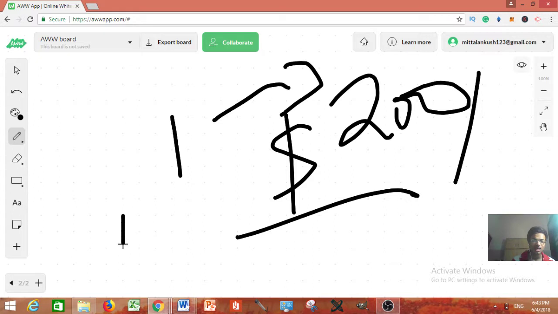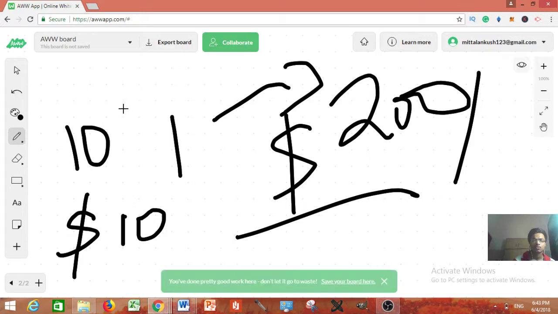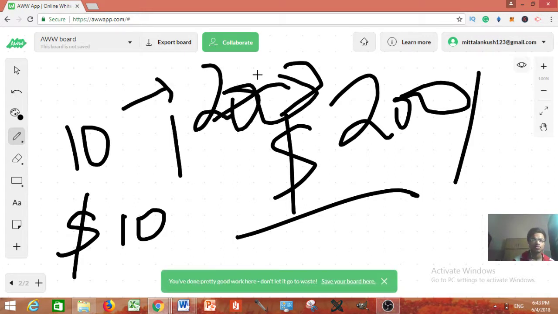Because the guy is charging about $10 for 1 minute. So if you are going to provide about a 10-minute service with voiceover, you can literally charge $200. That's easy, guys.